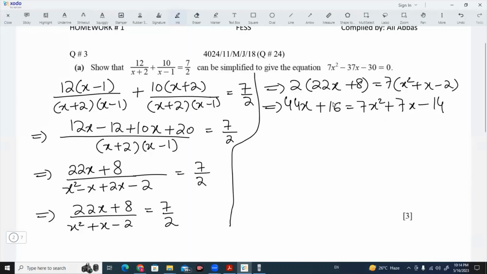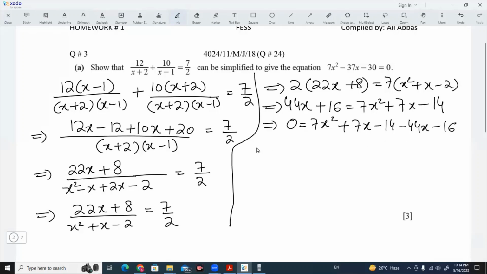So I'm bringing all of the terms from the left hand side towards the right hand side, because we can see 7x squared is already positive. So if it is positive, we don't have to shift the x squared terms. So I'm just bringing 44x and plus 16 onto the other side. So bringing 0 here. So 7x squared plus 7x minus 14 minus 44x minus 16.